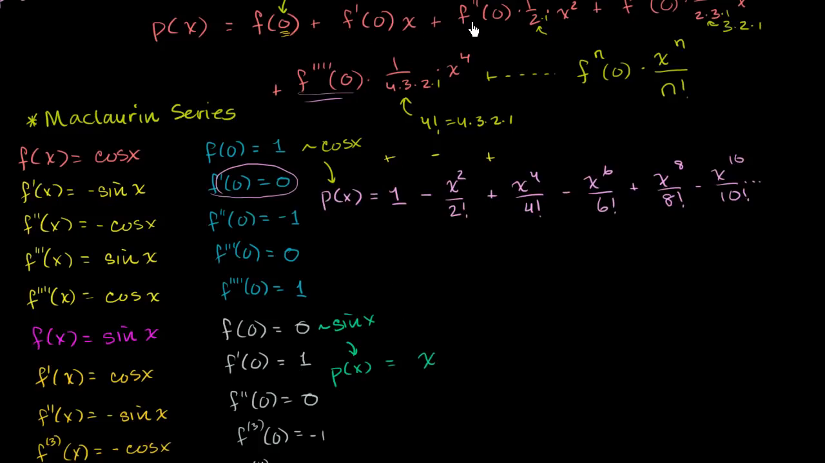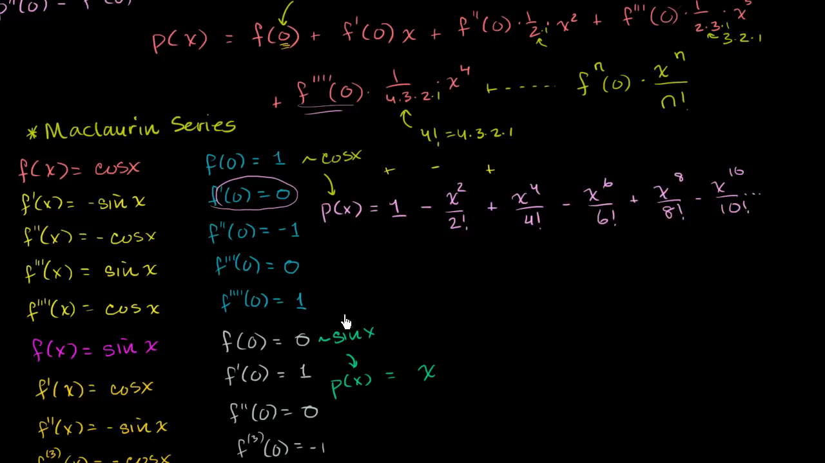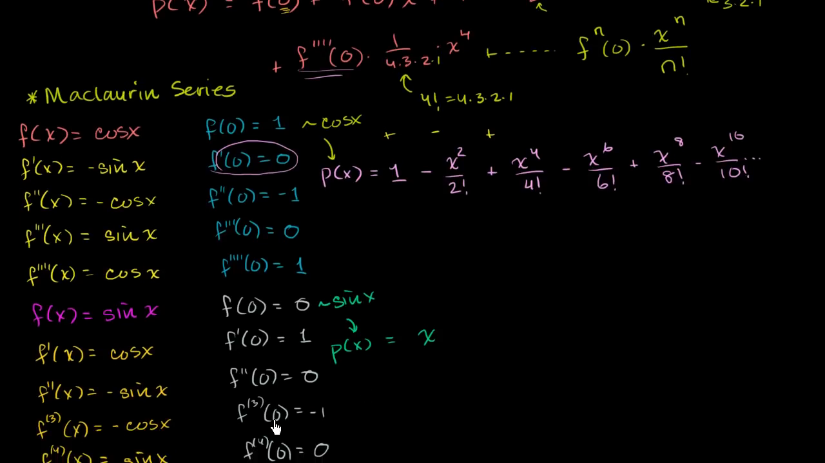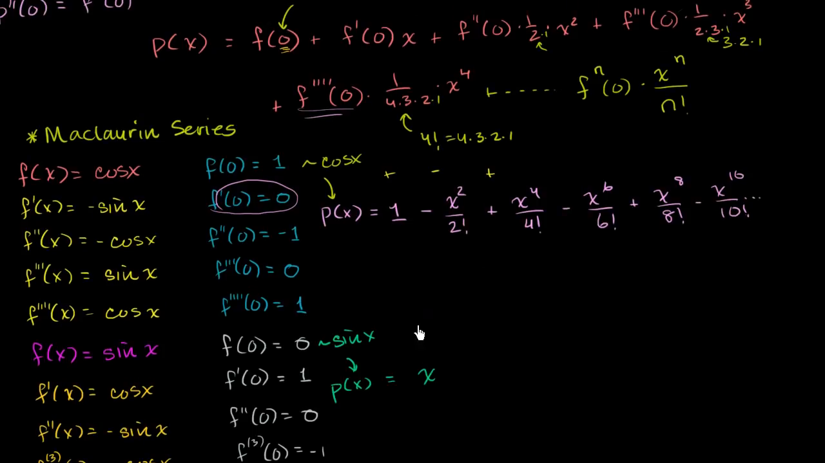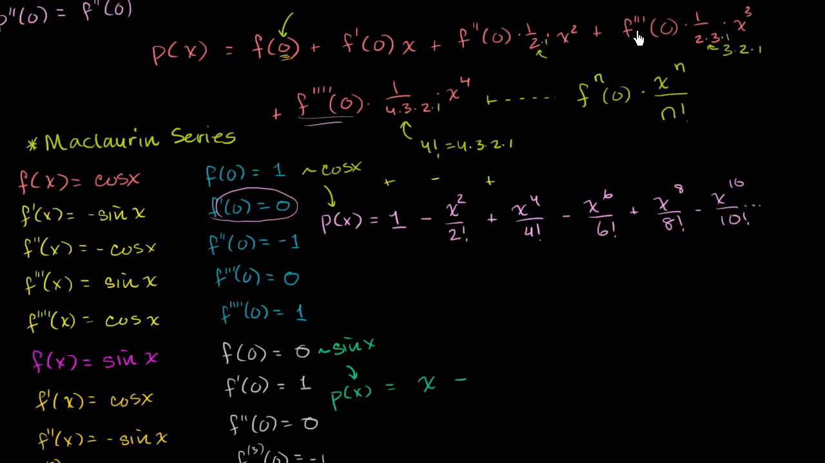Then the next term is f prime prime, the second derivative at 0, which we see here is 0. Let me scroll down a little bit. It is 0, so we won't have the second term. This third term right here, the third derivative of sine of x evaluated at 0, is negative 1. So we're now going to have a negative 1, let me scroll down so you can see this, negative 1 in this case, times x to the third over 3 factorial. So negative x to the third over 3 factorial.